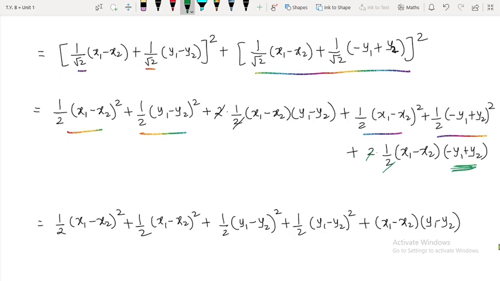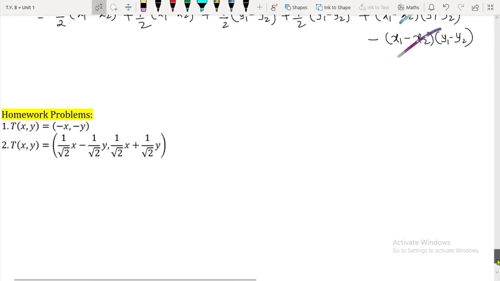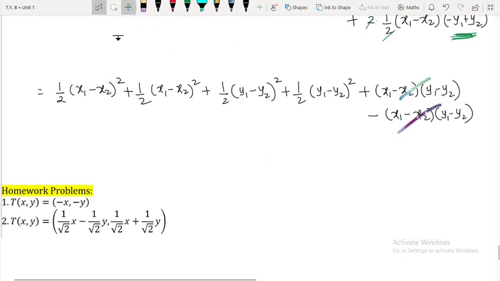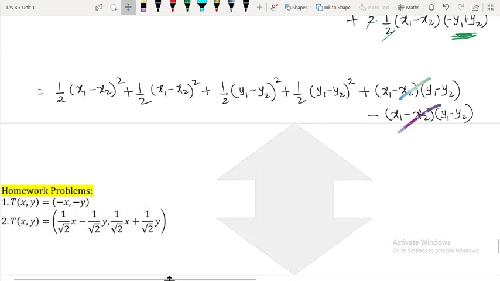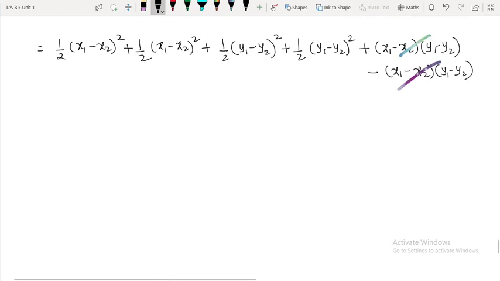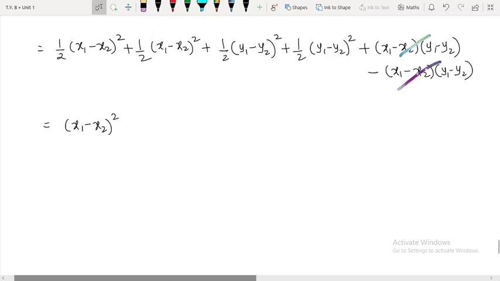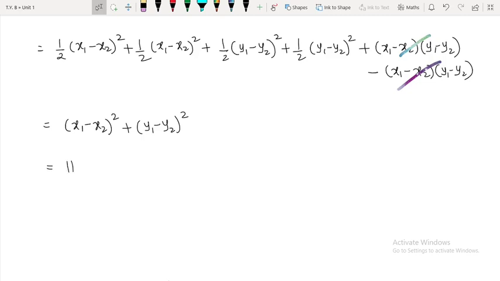Now I will take this minus sign out from this minus y1 plus y2, so we'll get minus x1 minus x2 multiplied by y1 minus y2. Therefore what will happen, this term and this term will get cancelled out. So therefore what we are going to get, so this is equal to simply x1 minus x2 whole square and plus y1 minus y2 whole square, and this is nothing but norm of z1 minus z2 whole square.